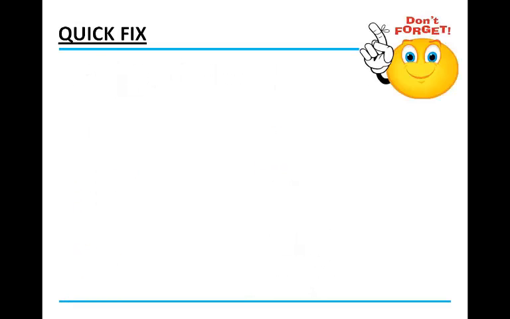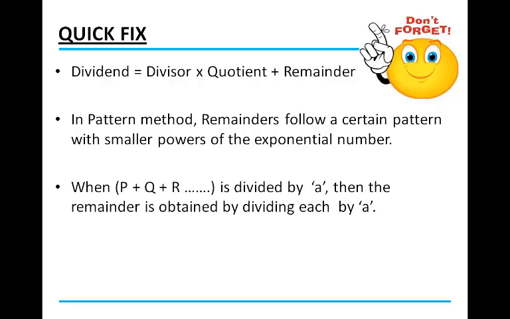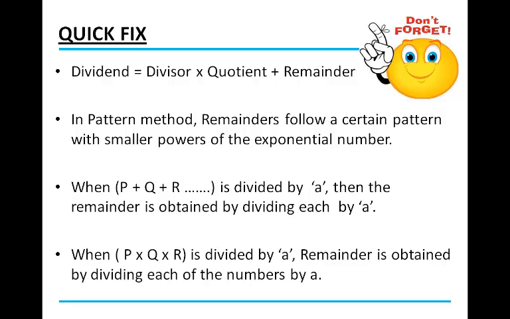So let's just quickly go through what all rules we have done in today's class. We have seen the basic formula, dividend is divisor into quotient plus remainder. We have seen a pattern method where you can straight away get the remainders by observing a certain pattern with the smaller powers of the exponential numbers. In P plus Q plus R form, we have seen we can individually divide each of the numbers by A and get the remainder. In P into Q into R form, what we do is we divide each of the numbers by A, multiply the individual remainders and again divide by A to obtain the final remainder.